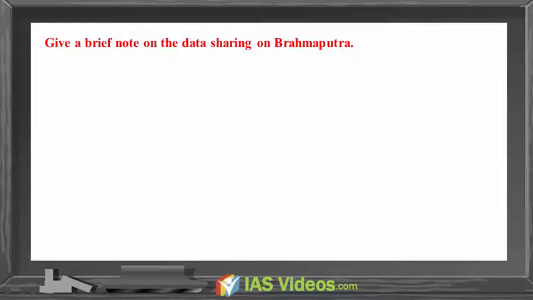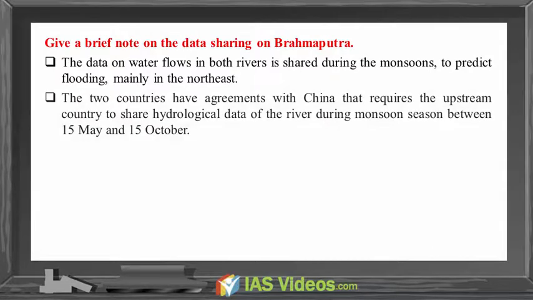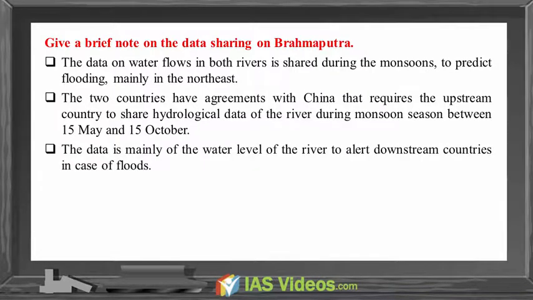Give a brief note on the data sharing on Brahmaputra. The data on water flows in both rivers is shared during the monsoons to predict flooding, mainly in the northeast. The two countries have agreements that require the upstream country to share hydrological data of the river during the monsoon season, between 15th May and 15th October. The data is mainly of the water level of the river, to alert downstream countries in case of floods.